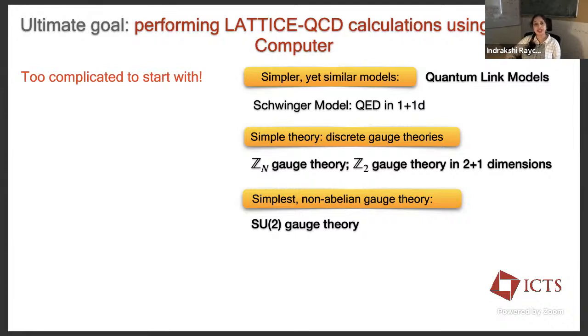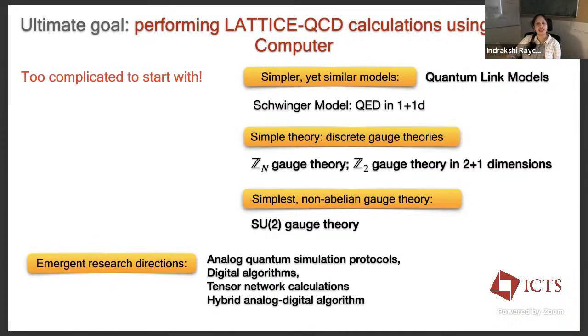There has also been interest in dealing with simpler gauge theories with discrete gauge groups, or even non-abelian gauge theories with some simpler gauge groups such as SU2. And this has also led to some emergent research directions towards developing analog quantum simulation protocols, developing digital algorithms, performing tensor network calculations that are actually doable with classical computers, and of course working towards hybrid algorithms for combining all of this.